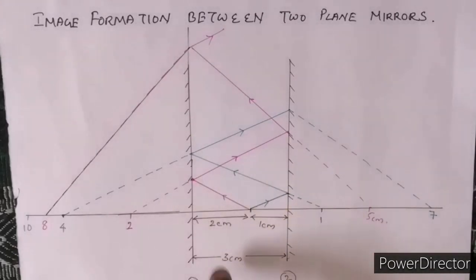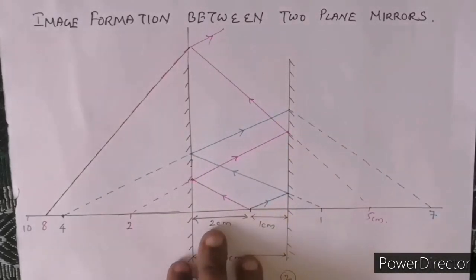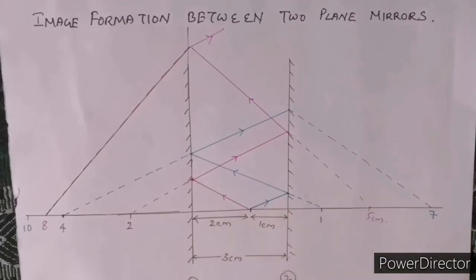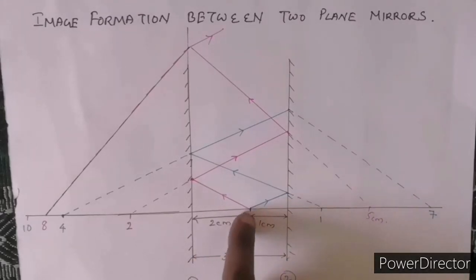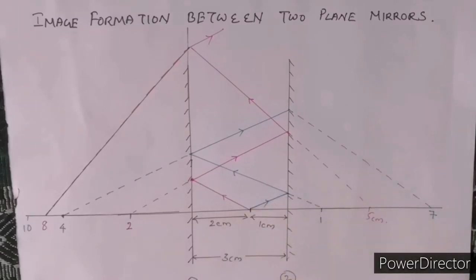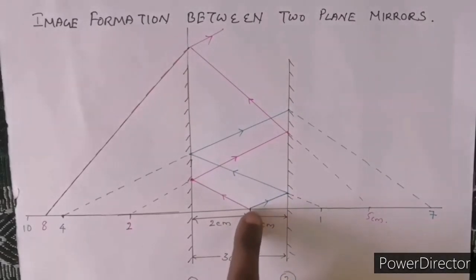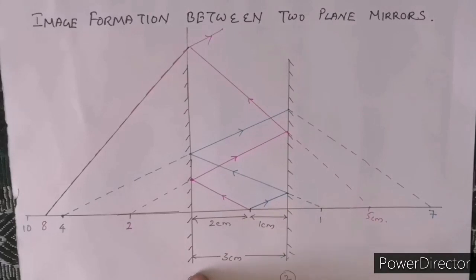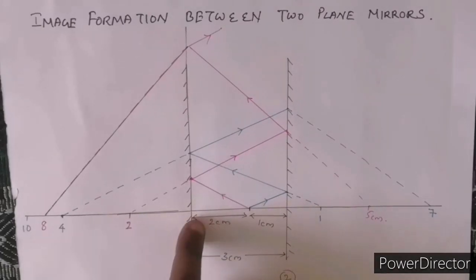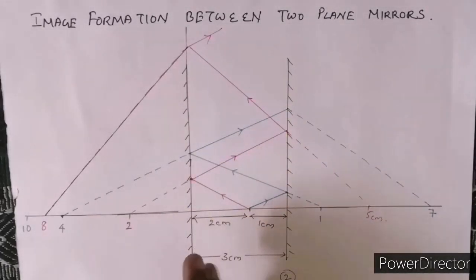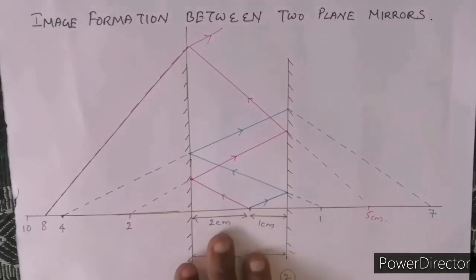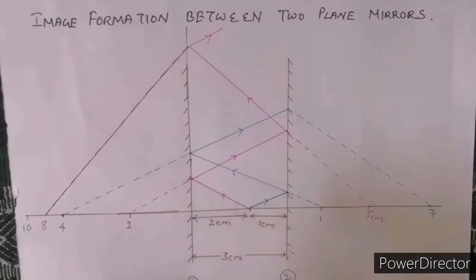So this pink line mentions the images produced by using the first mirror. According to this diagram, the image produced by this object in the first mirror will be 2 cm from the first mirror. That means from here to here it will be 2 cm. We already know that the object distance is equal to the image distance produced in a plane mirror.